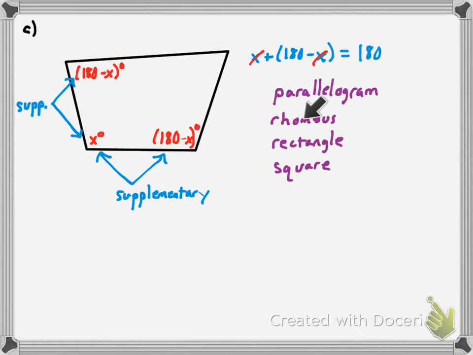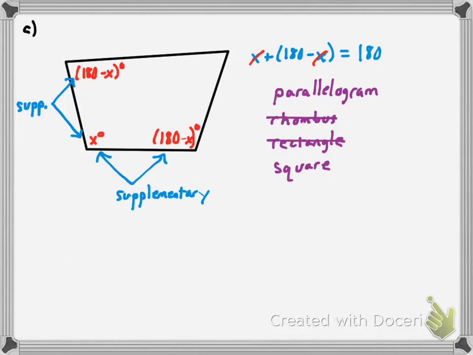Do we have enough information to say that it's a rhombus? Well, no, we don't know that all four sides are congruent. We don't know that the diagonals are perpendicular or bisect opposite angles or anything. So there's not enough information to say that it's a rhombus. We also don't have enough information to say it's a rectangle. Maybe it is, but there's nothing that says there are four right angles or congruent diagonals.